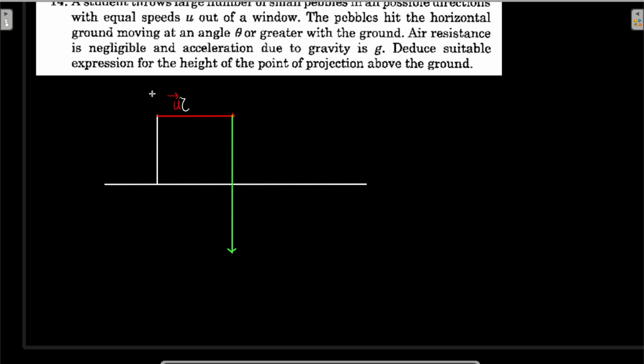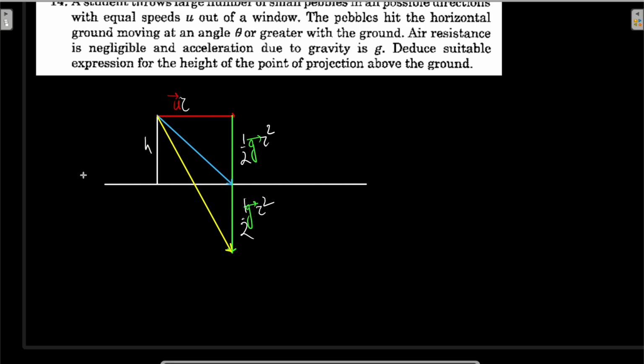Now the blue thing should join this to the ground. This is the displacement, and this should join this to the end. Now we want to find this height h. We'll label everything also. This is half g tau square, half g tau square.